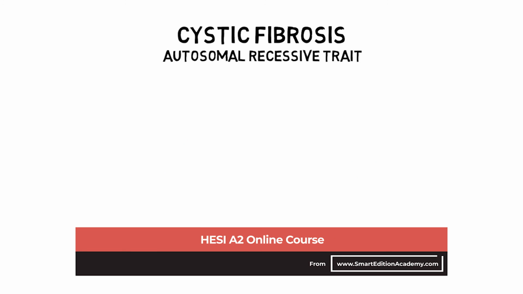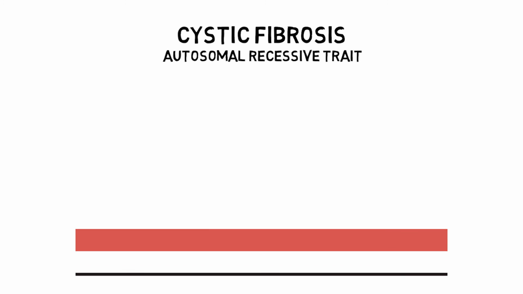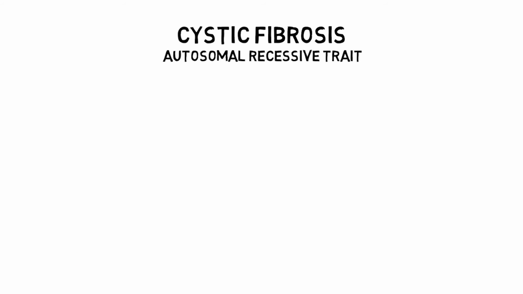Let's consider a human example of simple Mendelian inheritance as it relates to cystic fibrosis. Cystic fibrosis is described as an autosomal recessive trait affecting the cystic fibrosis transmembrane conductance regulator protein. We'll simplify that and say CFTR. This is involved in chloride ion movement across mucous membranes. The gene that codes for the transmembrane protein is located on chromosome number 7.